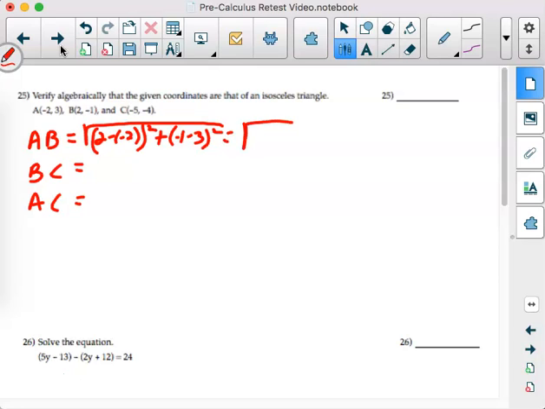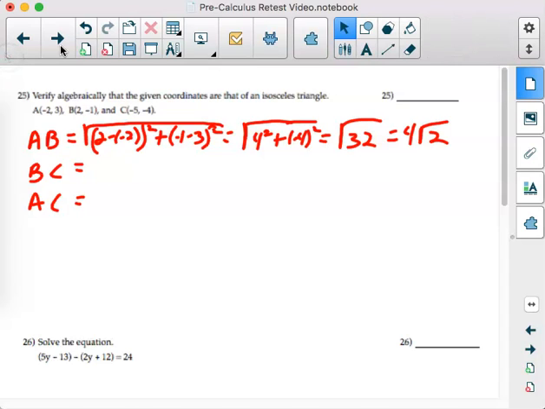Well, 2 minus a negative 2 is 4 squared, plus negative 1 minus 3 is a negative 4 squared. So that's going to be 16 and 16 for a grand total of 32. If you wanted to, you could have that be broken apart, and that's 16 and 2, so 4 square roots of 2. But the square root of 32 would be a place that you can stop, since we just want to see are either of these other two the same thing.